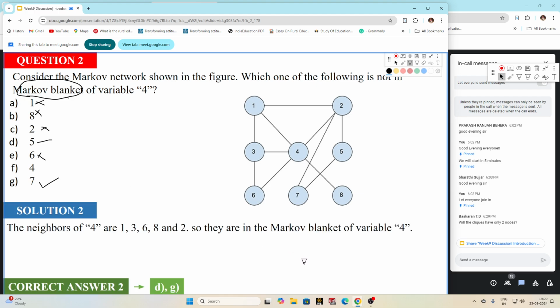Any doubt regarding this question? What is a Markov blanket? This is very important. What the Markov rule says is that if the Markov blanket is given, then other nodes are independent of that node. The Markov blanket is the neighboring nodes of that variable. Okay, fine.